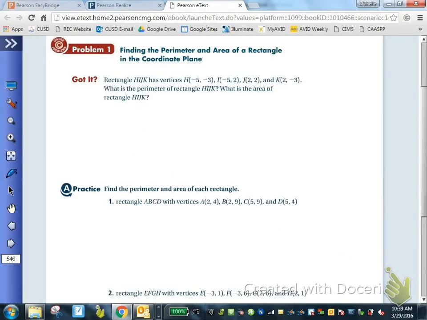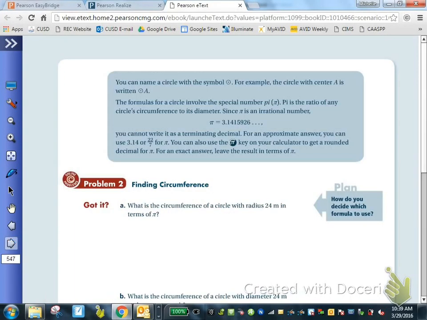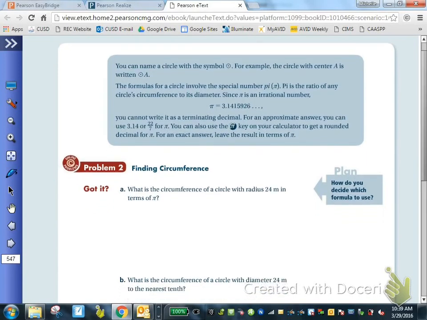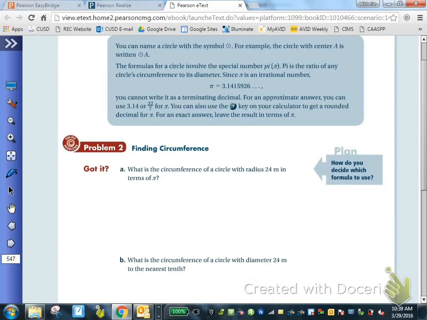We are going to talk about area of a circle. It gave us some notation. You can name a circle with the symbol. This is the symbol for circle. So you know how the symbol for a triangle is a little triangle? The symbol for a circle is a circle with a dot in it, to indicate the center. So for example, circle with center A is written as this symbol with A. So the center is how we name circles.